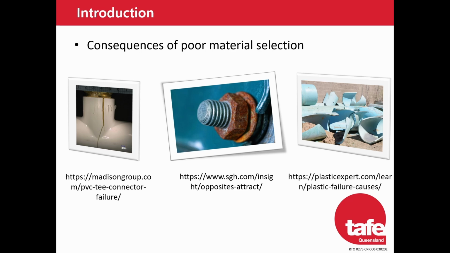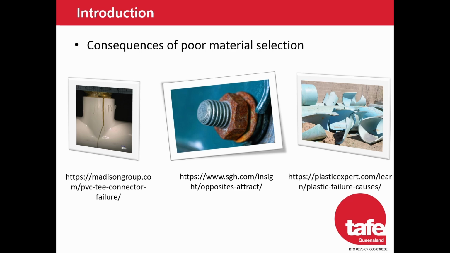Poor material selection can lead to significant performance issues, safety risks, and increased costs over a product's life cycle. Using incompatible materials can result in galvanic corrosion, where two dissimilar metals in contact with an electrolyte, such as salt water, create an electrochemical reaction that rapidly corrodes the less noble metal.